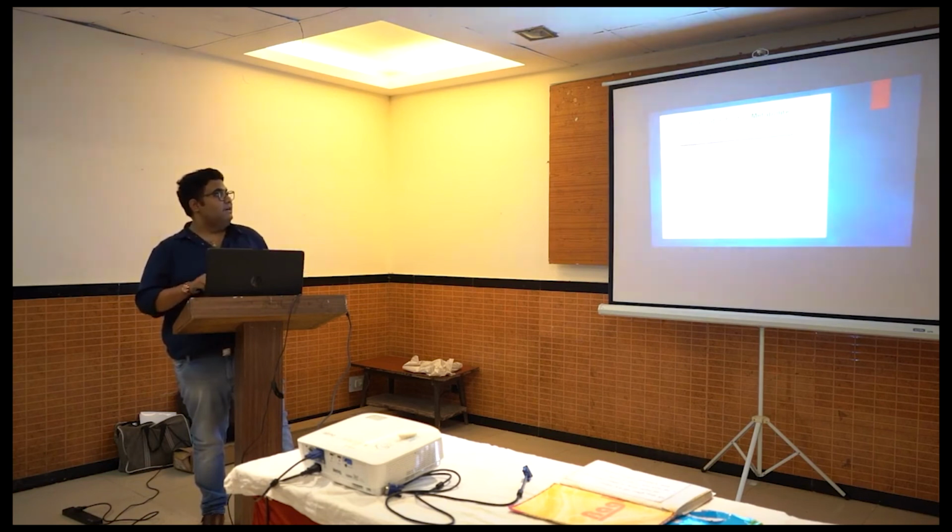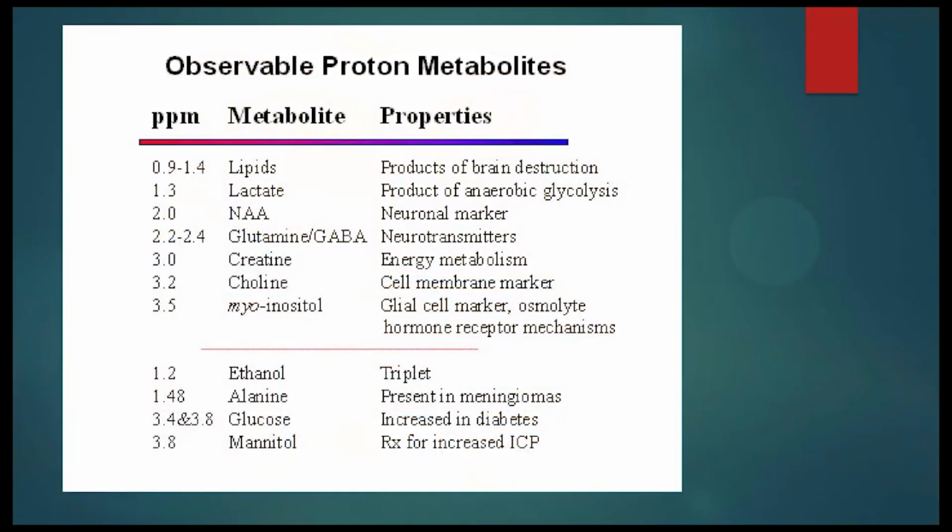So this is lipid. When we get a lipid peak, it means that there is brain destruction. When we get a lactate peak, it means that there is anaerobic glycolysis. NAA is a neuronal marker. So these are the properties we look at when we are seeing the spectrum.